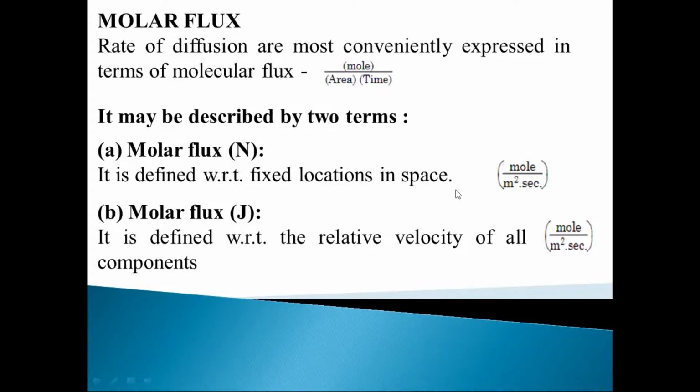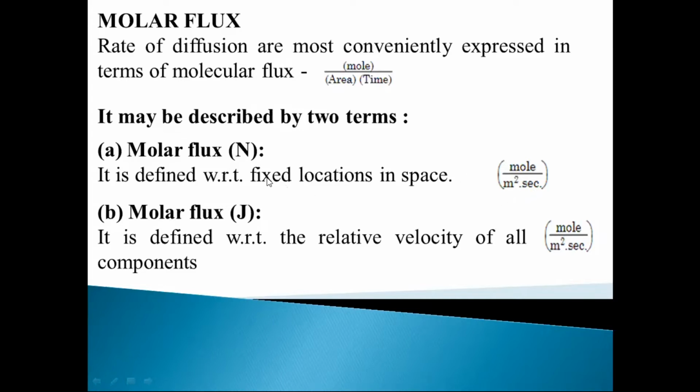The unit is the same, but the definition is different for N flux and J flux. In GTU, there is always one question for 3 marks or 4 marks: what is molar flux and how is it represented? So molar flux is nothing but mole per unit time, represented per area per time. But what are the types? That is N flux and J flux. The unit for both fluxes is the same, that is mole per meter square second.